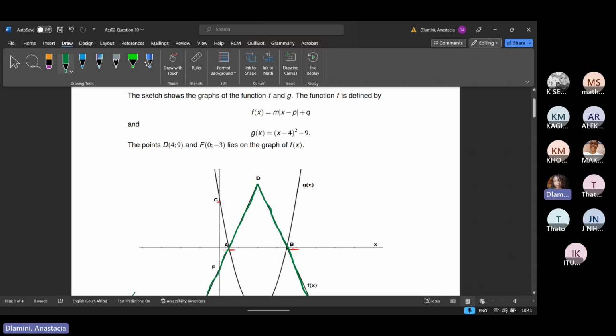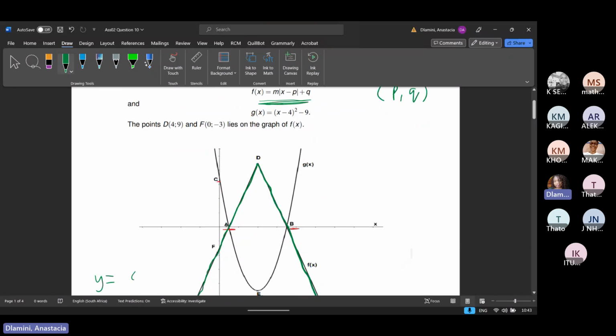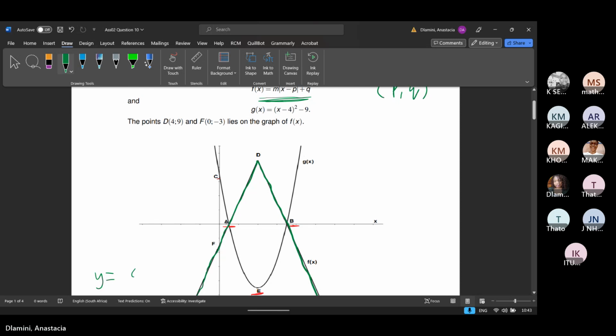What did we say P and Q represent? They represent the vertex, ma'am. Yes. So in this absolute value function, which one is the vertex? Is it A, B, C, or D? By looking at this graph, which one is the vertex? D is the vertex. So now, are we given D?